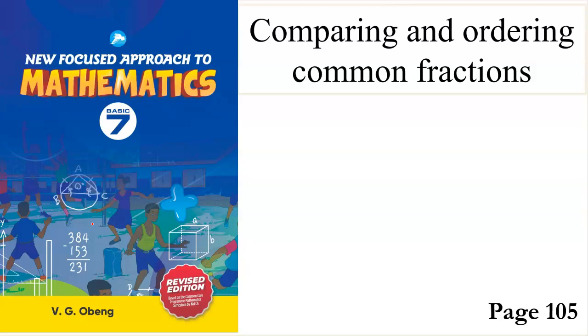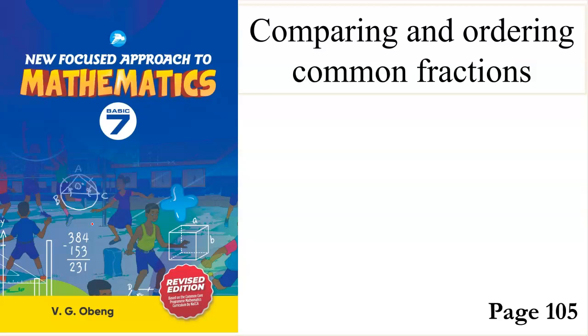In this video, we want to learn how to compare and order common fractions. This lesson can be found on page 105. Now, comparing and ordering simply means we want to look at which of the fractions is the greatest or the least. And when we have two or more, let's say 3, 4, 5 fractions, we look at how we can arrange them in order of magnitude, either in ascending order or descending order.